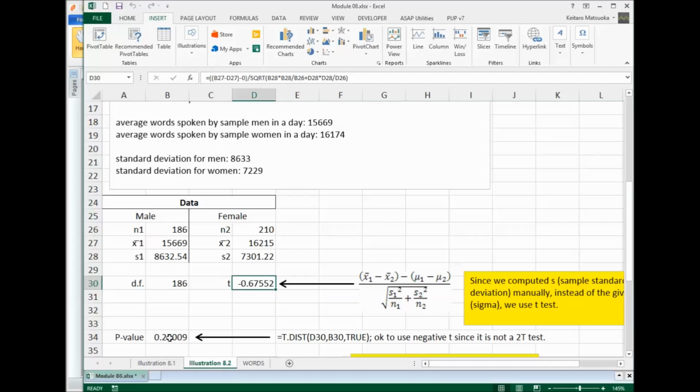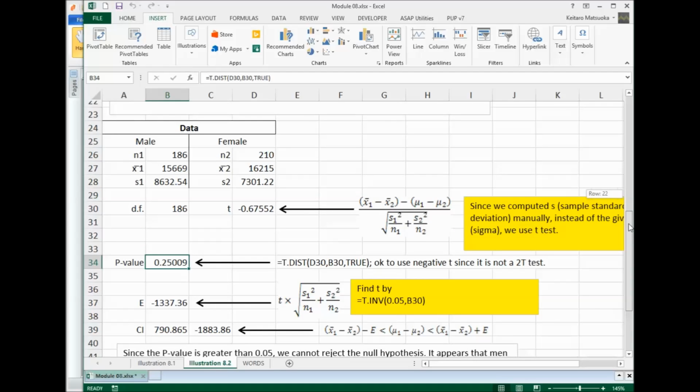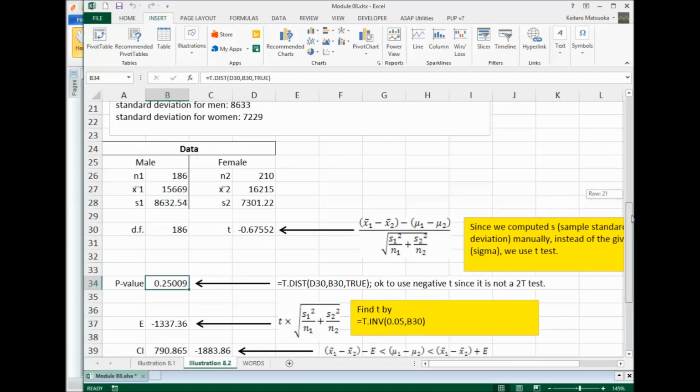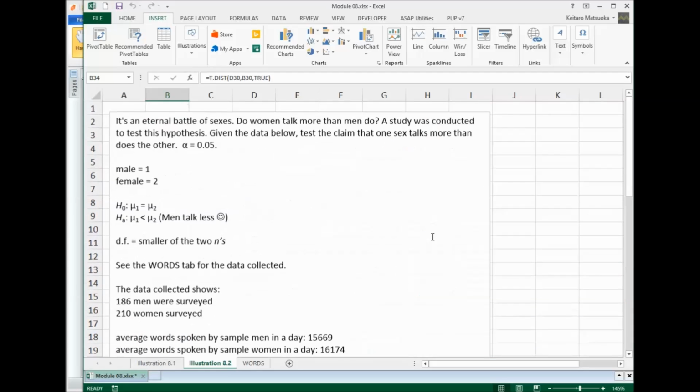Okay. So calculate the p-value. Here's the formula for that. And the p-value we get is 0.25. So what does that mean? Well, since the p-value is greater than 0.05, we cannot reject the null hypothesis. That means it appears that men and women were equally talkative. So it's been shown that women don't necessarily talk more than men.